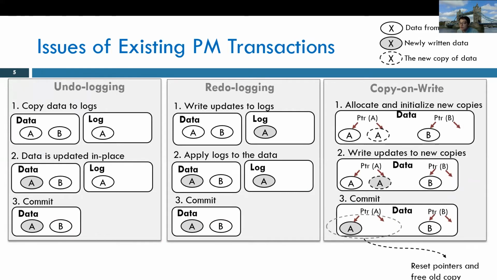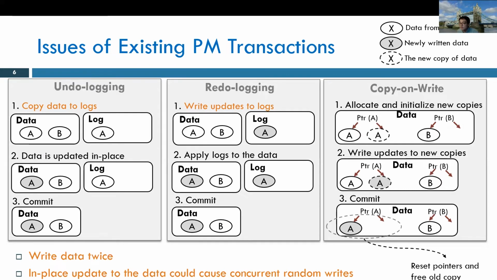This slide shows how these 2 types of transaction work. The logging-based approach, including undo and redo logging, has 2 major issues. First, logging-based transactions have to write and update twice on persistent memory, one to the data and the other to the log record. This introduces extra write traffic on persistent memory. Second, the logging-based approach performs in-place updates, and the in-place update to the data could cause concurrent random writes because transaction workloads could update random persistent objects.